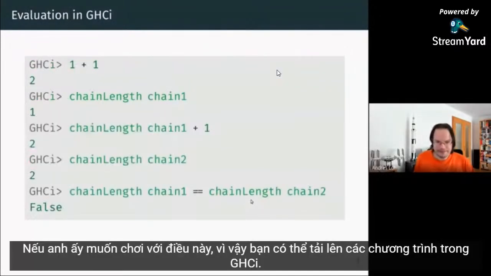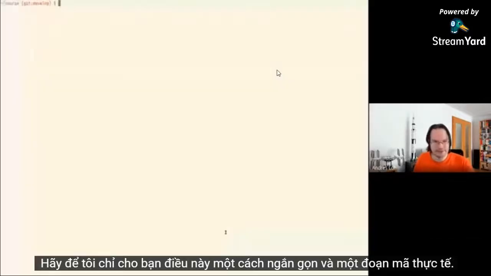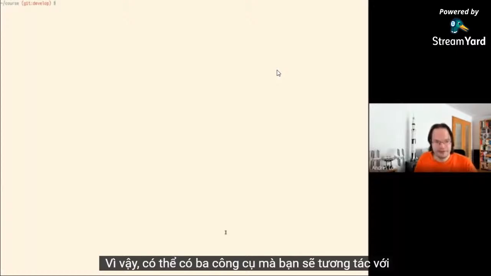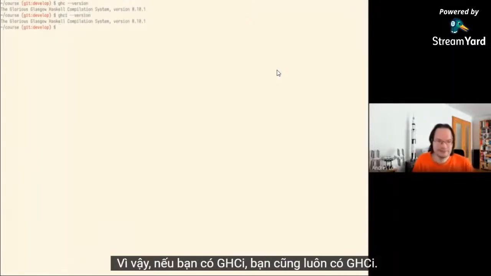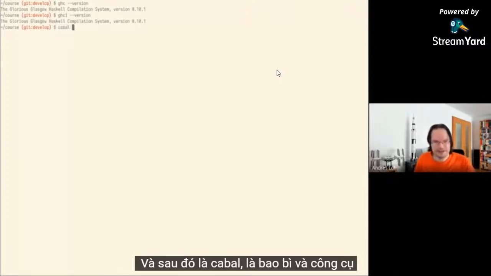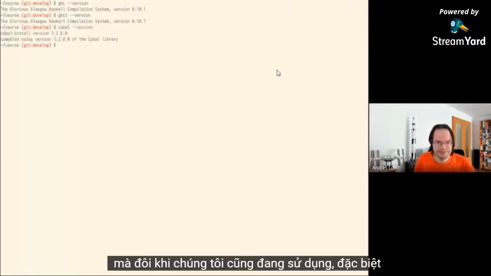Okay. If you want to play with this, you can load up programs in GHCi. Let me show this briefly in actual code. So there are probably 3 tools that you are going to interact with next to an editor sooner or later. There is GHC, which is the actual compiler, which you in the beginning rarely directly interact with. So that is the Glasgow Haskell Compiler. Then there is an interactive version of this, which is part of the same installation. So if you have GHC, you always also have GHCi. And then there is Cabal, which is a packaging and tools tool, which we'll sometimes be using as well, in particular if it comes to larger programs.